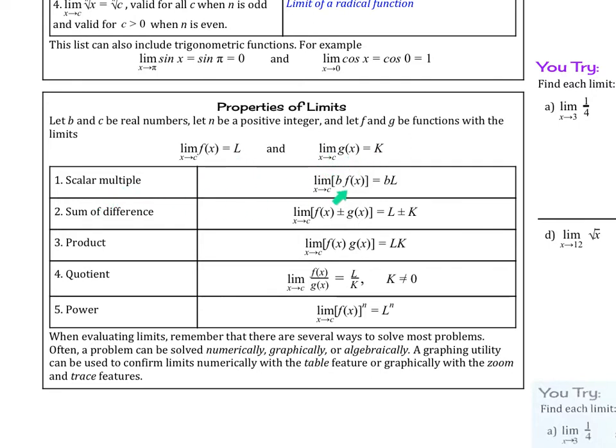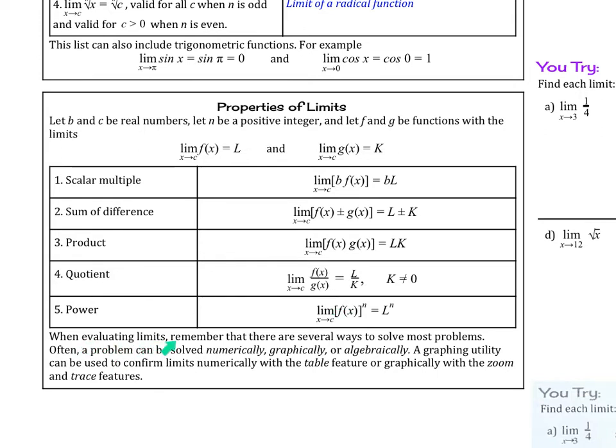For a scalar multiple, if you have b times f of x, you just multiply b by that limit. For a sum or difference, if you see f of x plus g of x, you just add or subtract the limits. For a product, you multiply them together, for a quotient, you divide them, and for a power, you just apply the power to the limit. So hopefully that makes sense.